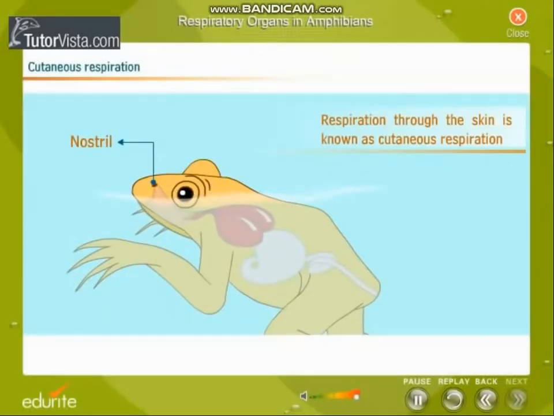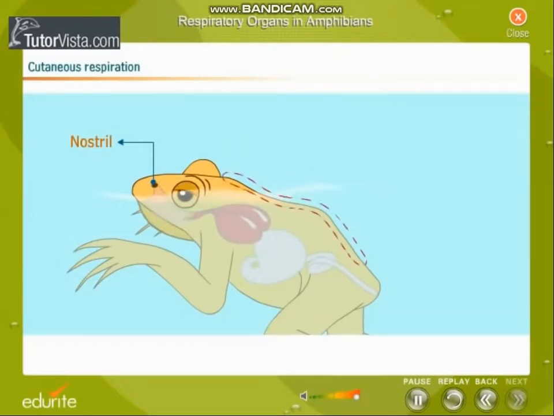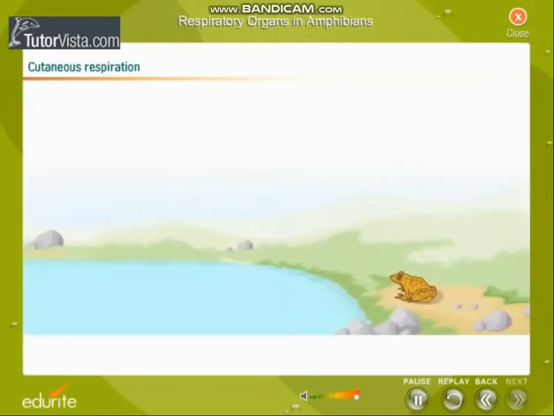Cutaneous respiration. This type of respiration takes place through the skin. The skin of a toad is very thin and enriched with blood capillaries. The skin of the toad contains a large number of mucous glands. Mucus is discharged from these glands. As a result, the skin remains moist. For this reason, exchange of oxygen and carbon dioxide takes place through the skin easily by diffusion. During hibernation, the toad respires by this process.